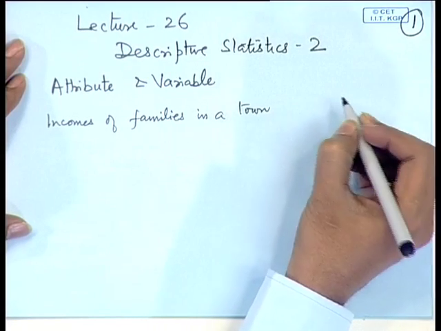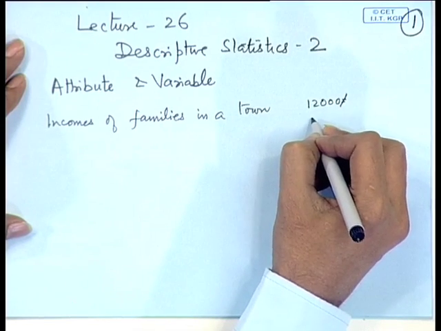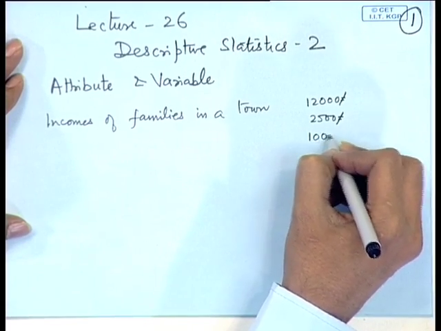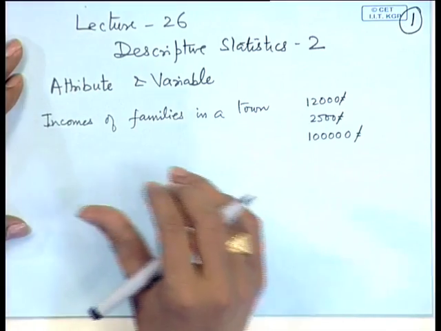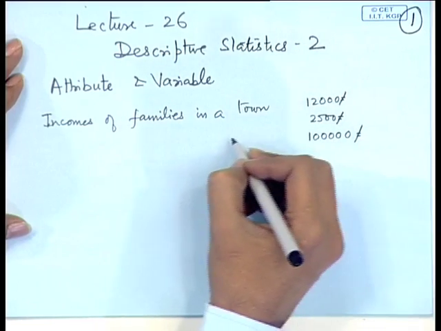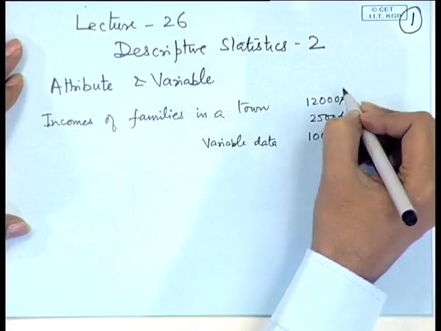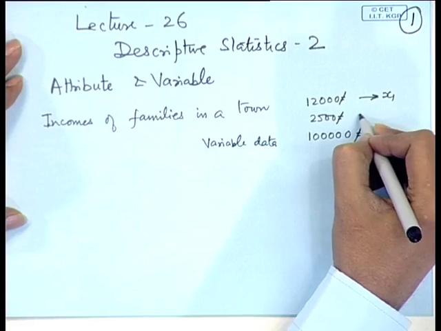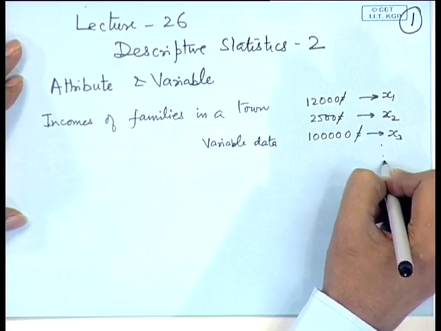Okay. So, in that case, corresponding to each family you are writing down certain numerical value. Suppose we are recording the incomes per month. So, the incomes could be say 12,000 rupees per month, it could be 2,500 rupees per month, or it could be 1 lakh rupees per month, etc. So, here the primary recording of the data itself is in the numerical form. This data is said to be variable data or frequency variable data.